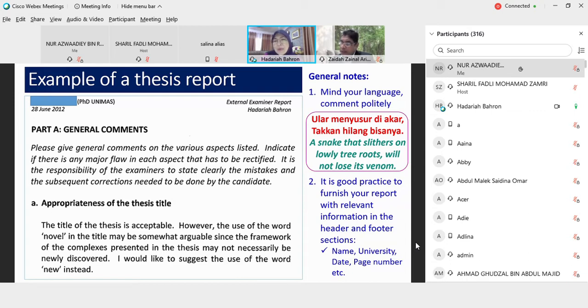In Malay, we have a saying. It says, "Ular menyusur di akar, tak akan hilang bisanya." A snake that slithers on lowly tree roots will not lose its venom. You don't have to be nasty to make an impact. You can be nice and make a very, very big impact. And it is good practice to furnish your report with relevant information like what I did at the top here. So that is one example of a beginning of a thesis report.